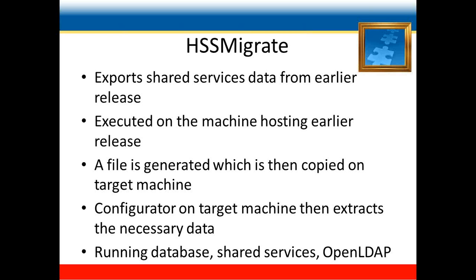Then on the target machine, when we run the configurator, we will have to provide the full path of the folder that we copied on the target machine, and then the configurator itself extracts the necessary data from that file. And as a prerequisite, you will have to make sure that the database service, shared services, and OLAP service are running on the source machine that you had with you.